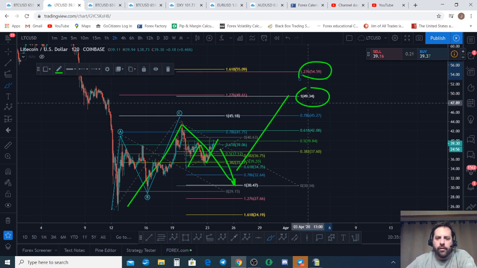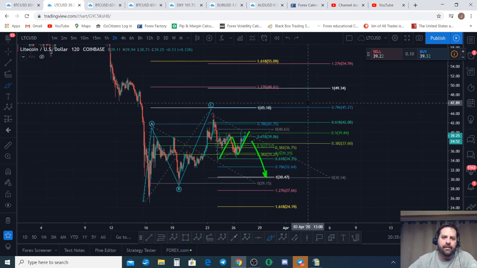Okay, there you go. There's your wave update. That's what I'm looking at. Still not invalidated, so that's the chart I'm looking at.